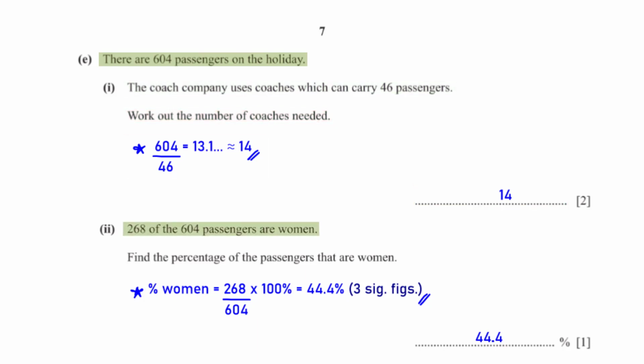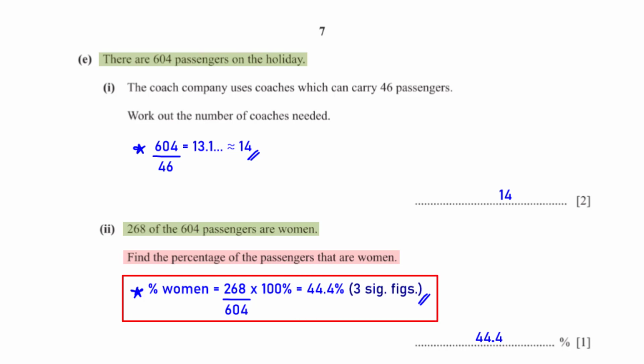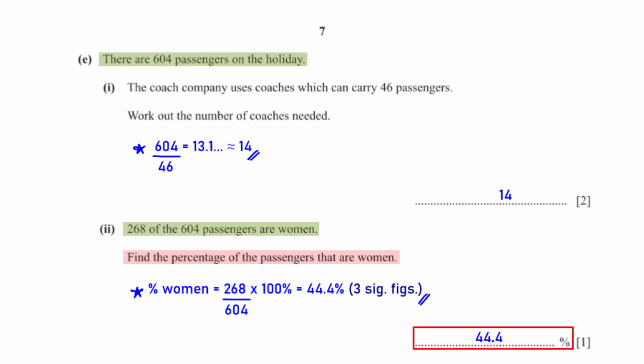268 of the 604 passengers are women. Find the percentage of the passengers that are women. To get this percentage, we divide the number of women, which is 268, by the total number of passengers, which is 604, and multiply by 100%. This gives us 44.4%, rounded to three significant figures.